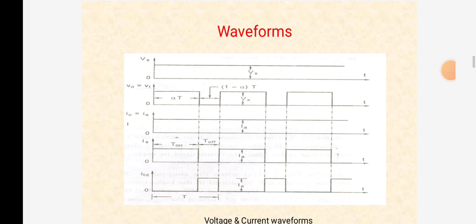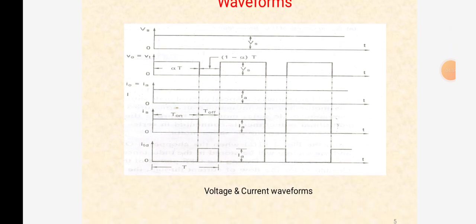Here we have the waveforms: the source voltage Vs, the terminal voltage Vt equal to output V naught, the armature current Ia, the DC source current Is, and the freewheeling diode current Ifd.